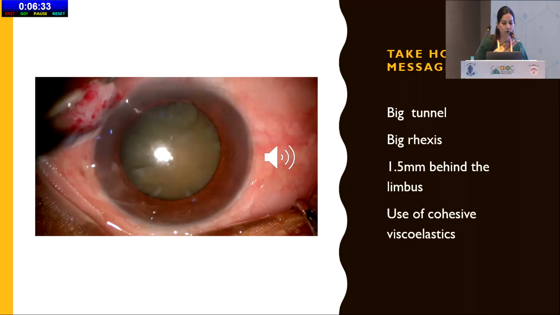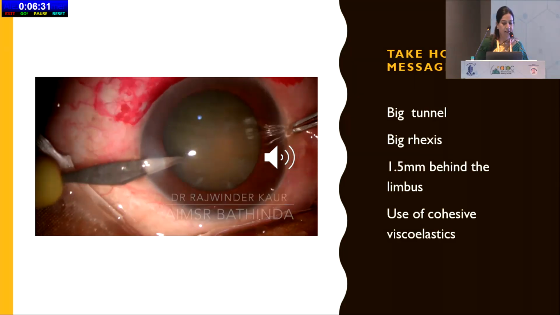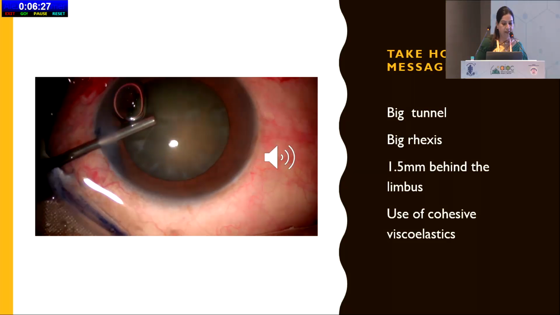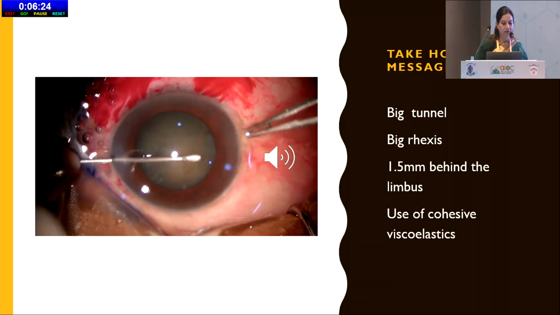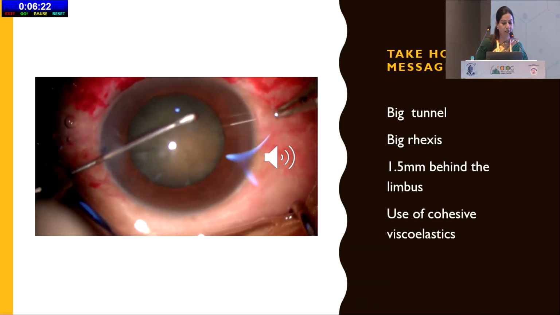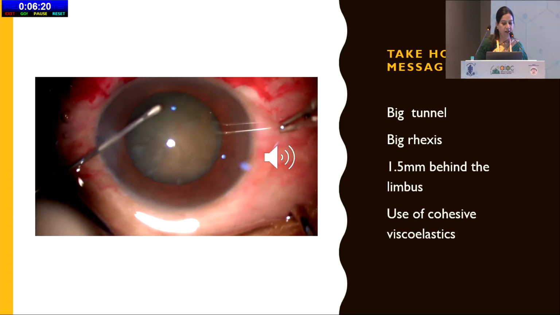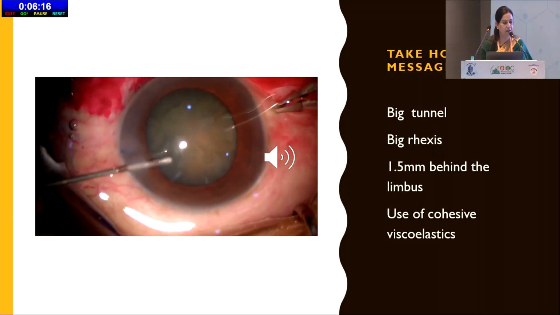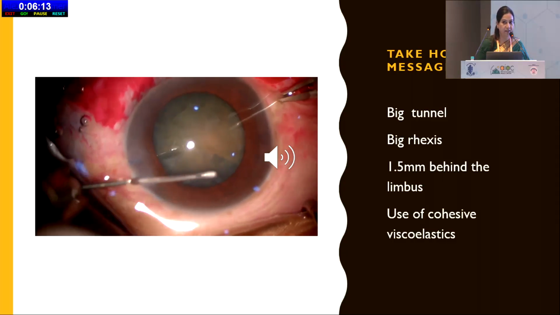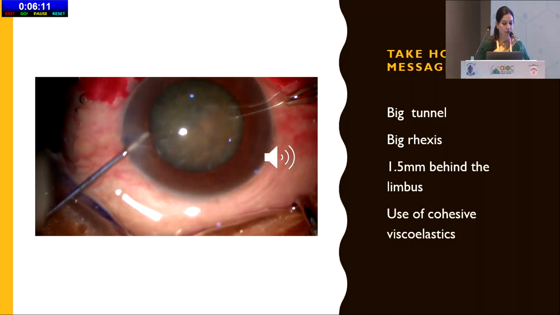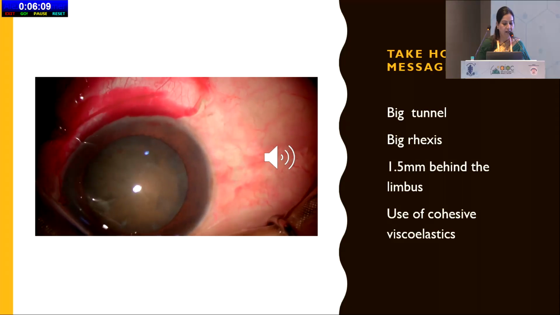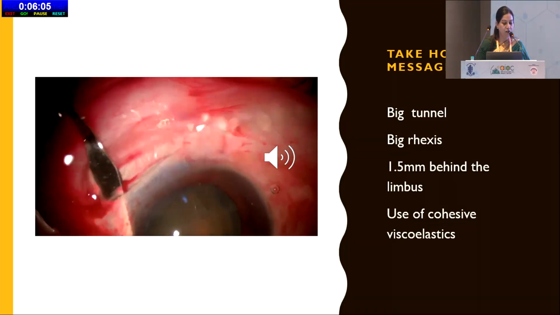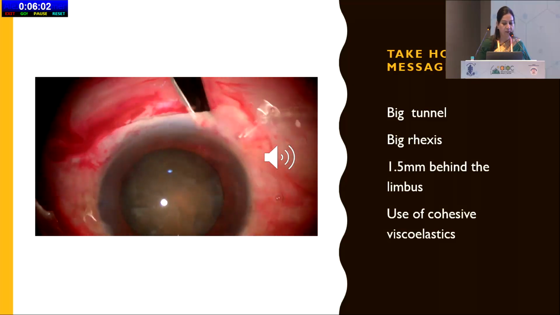This is a case of a hard brown cataract, managed with manual small incision cataract surgery. I believe there are two points: a big scleral tunnel and a big rectus to do a wonderful surgery. And of course, when there is astigmatism, you can plan your incision on the steep axis.